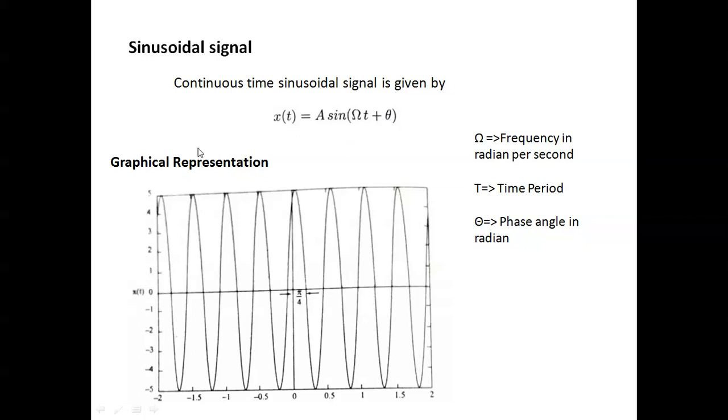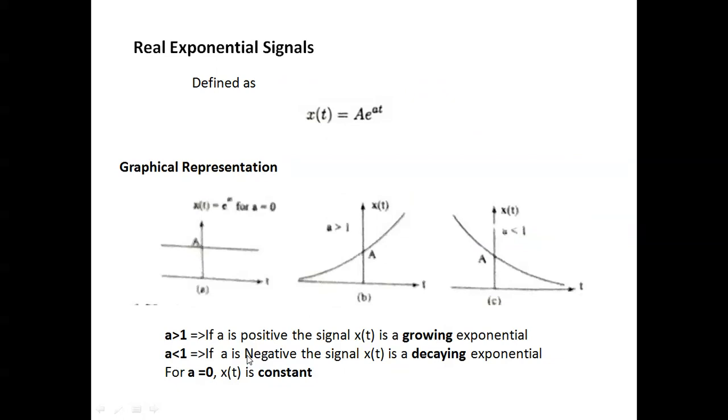And sinusoidal signal. The continuous time sinusoidal signal is given by x of t equals A sine of omega t plus theta. So this is the graphical representation of the sinusoidal signal. And real exponential signals are defined as x of t is equal to e power a t. So this is the graphical representation of a real exponential signal.